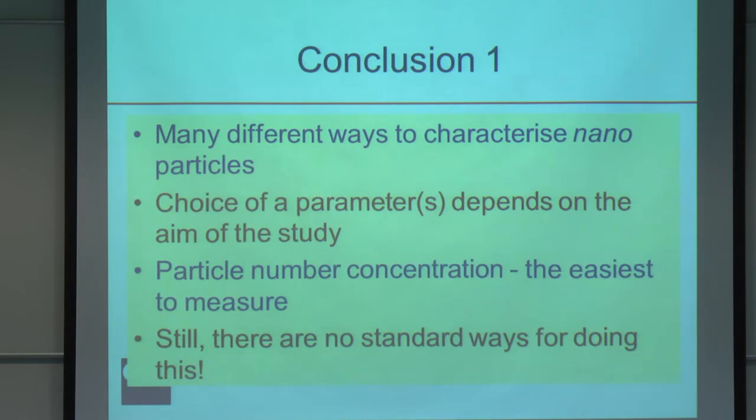So the first conclusion from this is that there are many different ways to characterize nanoparticles. The choice of parameter or parameters depends on the aim of the study. Particle number concentration is still the easiest to measure, and that's what we typically use for this assessment. But still, there are no standard ways of doing this, and therefore, if you are using any experimental data, you have to look very, very carefully at how this was measured.